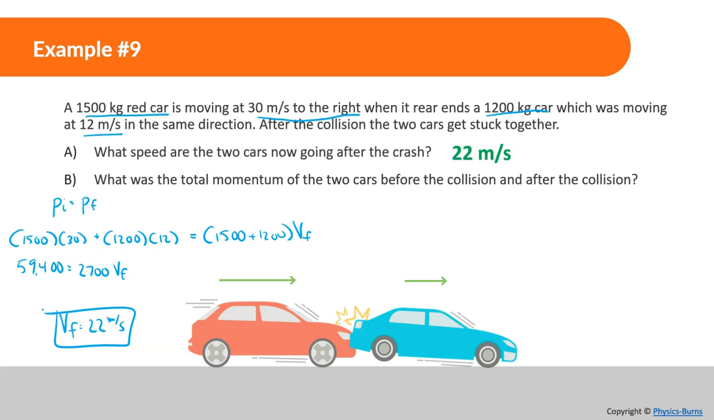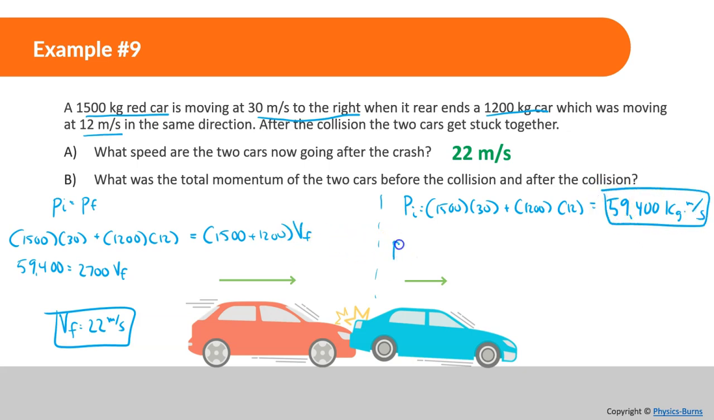B, what was the total momentum of the two cars before the collision and after the collision? Before the collision, we have the red car, 1500, going 30 meters per second, and then we have the blue car, 1200 kilograms, going 12 meters per second. Now let's calculate this: 1500 times 30 plus 1200 times 12, and we get 59,400, like last time. Kilograms times meters per second.